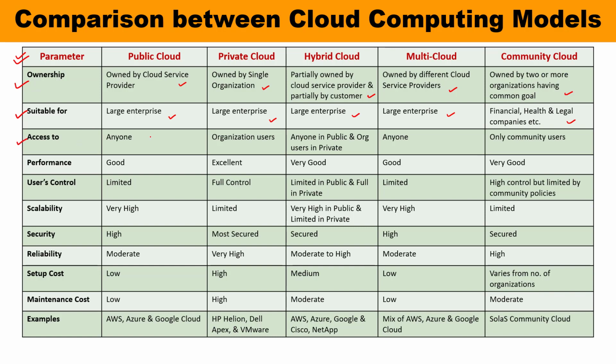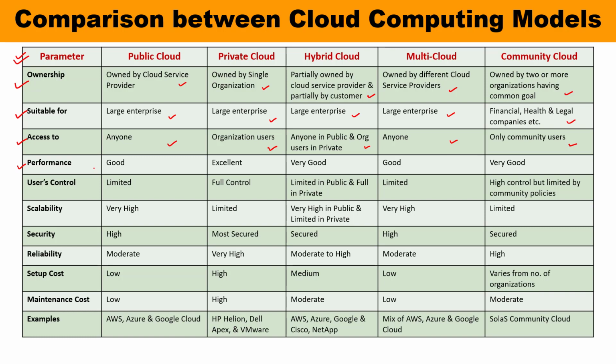Access. In the case of the public cloud, the general public can access it, means access can be for anyone. But for the private cloud, it will be for the organization's users only. In case of hybrid, because this is a combination of public and private, for public, anyone, and for private, organization users. So it depends. Multi-cloud access would be for anyone. Community cloud means only the community users can get the access.